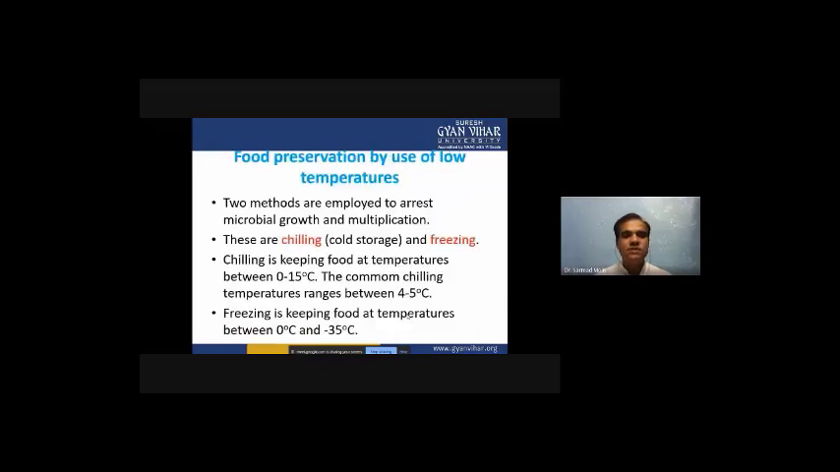Then food preservation by use of low temperature. Any food material we can store at a very low temperature, or in cold storage. Freezing temperatures can go from 0 to minus 10, 15 degrees, and chilling is keeping food at low temperature between 0 to 15 degrees centigrade; the common chilling temperature range is between 4 to 5 degrees. Freezing is keeping food at a temperature between 0 to minus 35 degrees, and this chilling effect keeps food material for a longer duration.